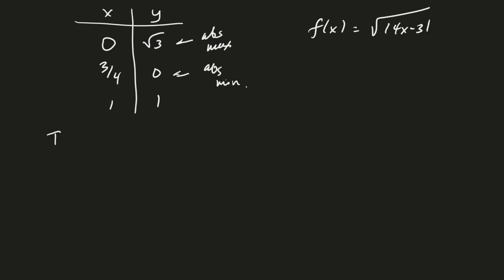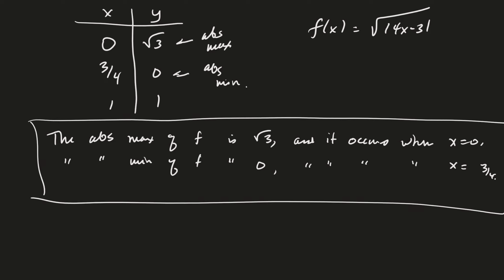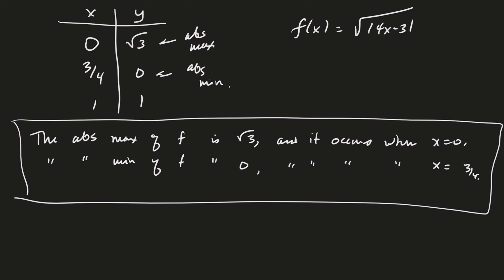We would say the absolute max of f is the square root of 3, and it occurs at x equals 0. Similarly, you don't have to write the whole thing out if you already have one. The absolute min of f, I'll let you abbreviate this part, is 0, and it occurs when x equals 3/4. Good, but you should make your conclusion clear, right? So you want to make a clear conclusion when you're finished.